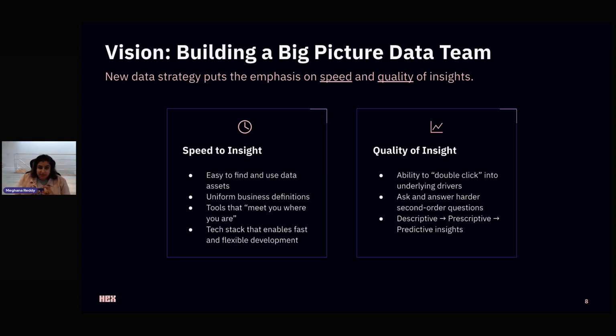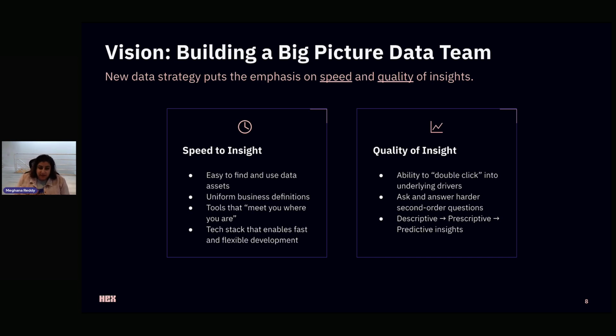And what this really boils down to is that we knew that we needed to be able to do two things really well. We needed to be faster at our ability to infer insights, and we wanted to be better at our ability to get great quality insights. Now, those are both potentially kind of buzzy words. So there's some more specific bullets here to explain what I mean when I say that.